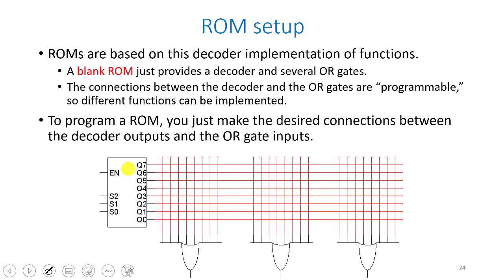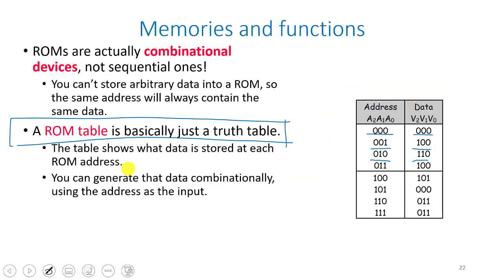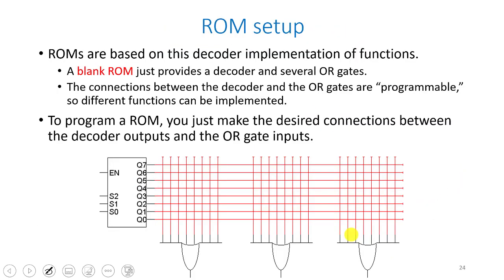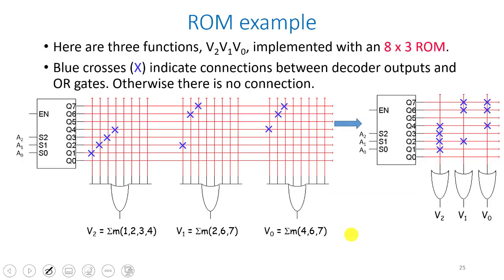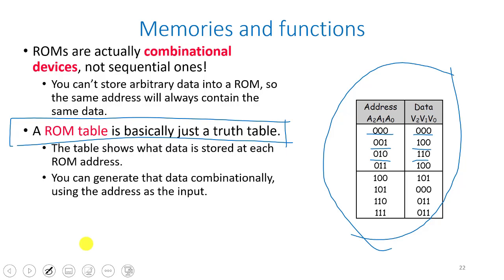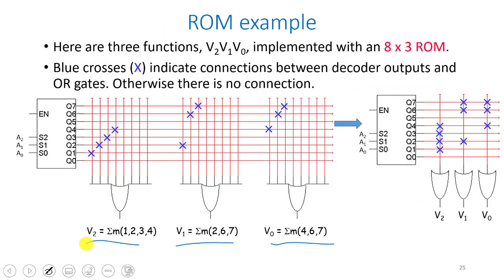So the ROM setup, you can create your ROM in this way. Going back to this example, I have 3 outputs and I want to design them. I have V0, V1, V2. To do the design, we are going to put the values. Here is V0, V1, V2. This is sum of products. Remember sum of products in digital systems. Sum of products for V0 is 4, 6, and 7.